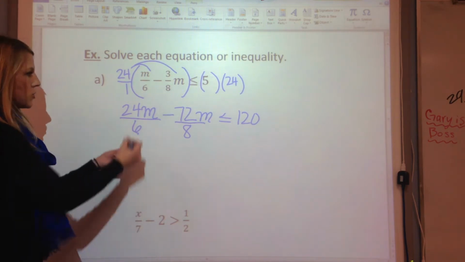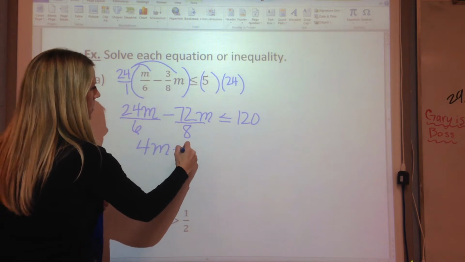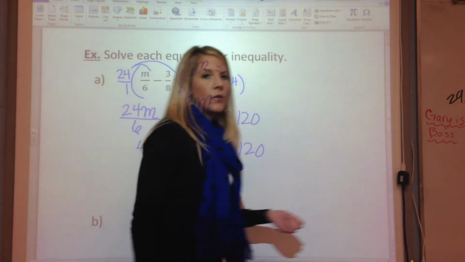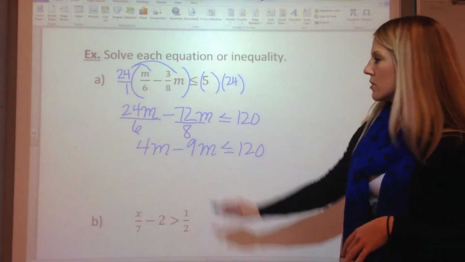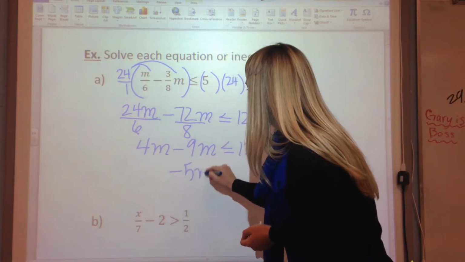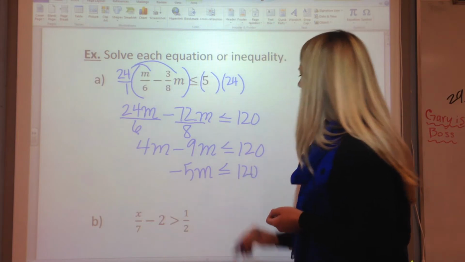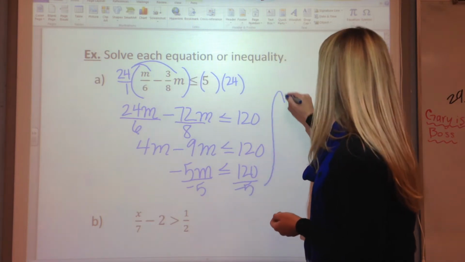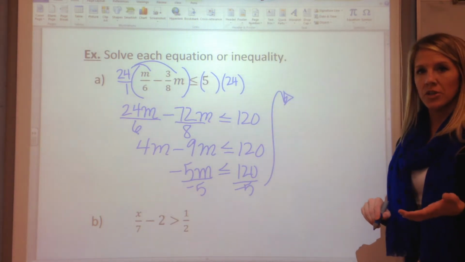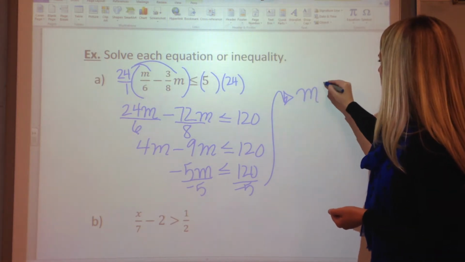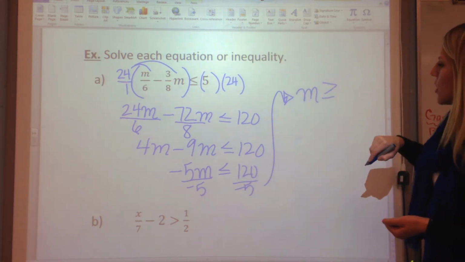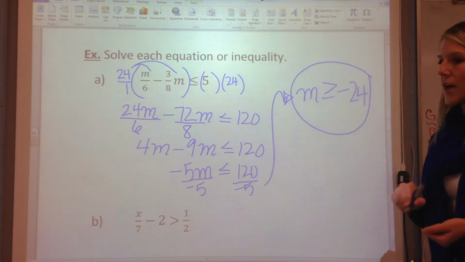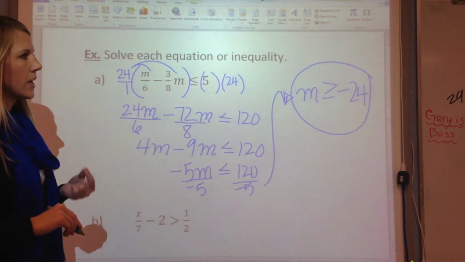Okay, well, we can simplify this. 24 over 6 is just 4. 72 over 8 is 9. Now, how easy is it to just go ahead and group and simplify everything? So 4 minus 9, these are my like terms. I have -5m is less than or equal to 120. Now what do we do? Divide both sides by -5. So what do we have to keep in mind? What do we have to make sure we do? Flip that sign. We're dividing by a negative. So m is greater than or equal to -24. So that is the solution there. So m is greater than or equal to -24.